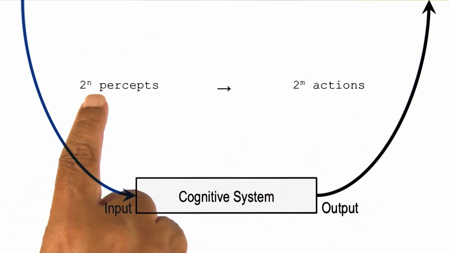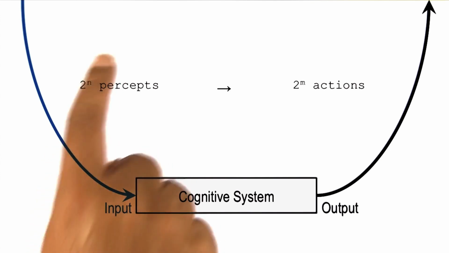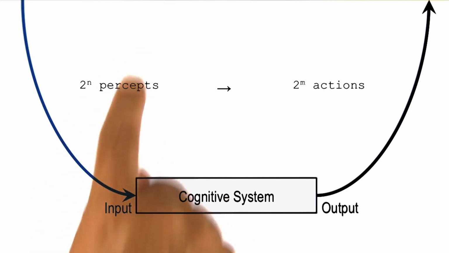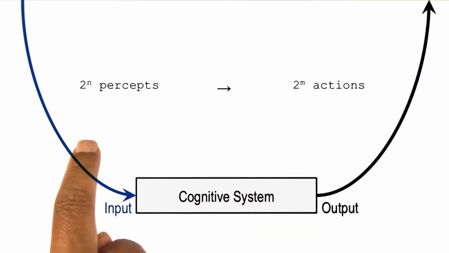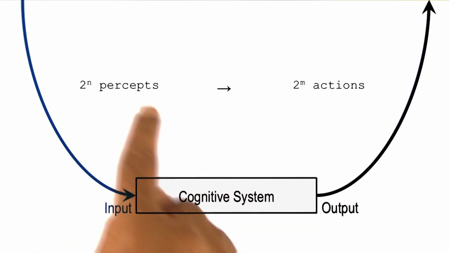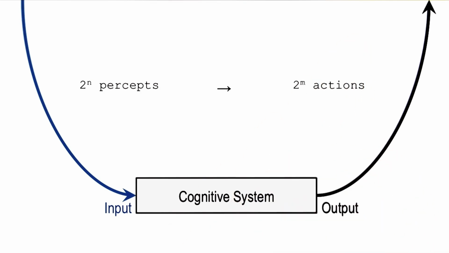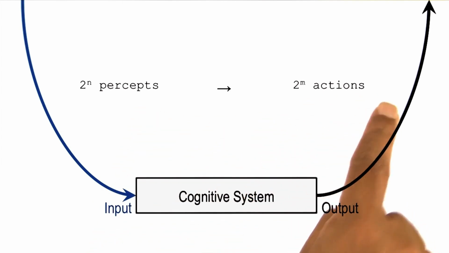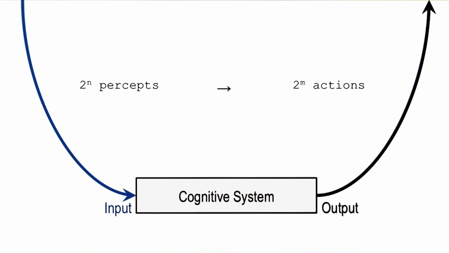And if n is the number of percepts, then I have 2 to the power n combinations of percepts possible. So here is the challenge that the cognitive agent faces. The challenge is that the number of percepts and the number of actions, more precisely, the number of combinations of percepts and the number of combinations of actions, is very, very large. And we have to map these combinations of percepts to these combinations of actions. This is a very complex mapping.